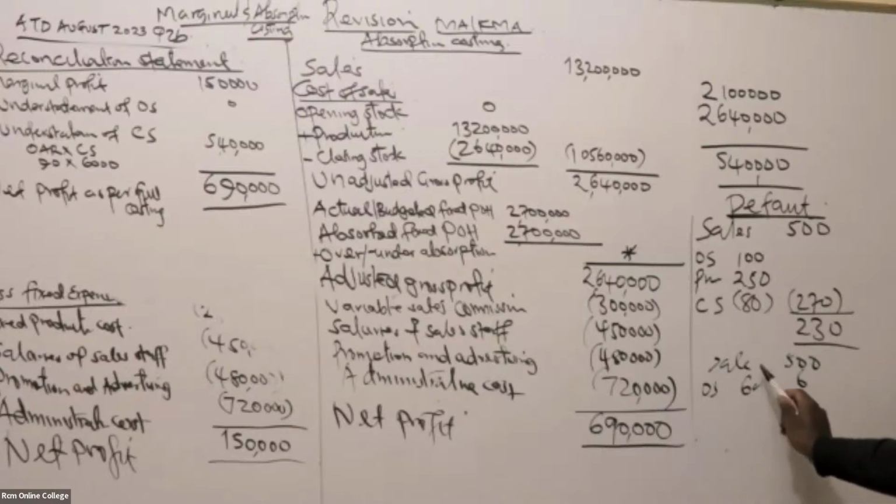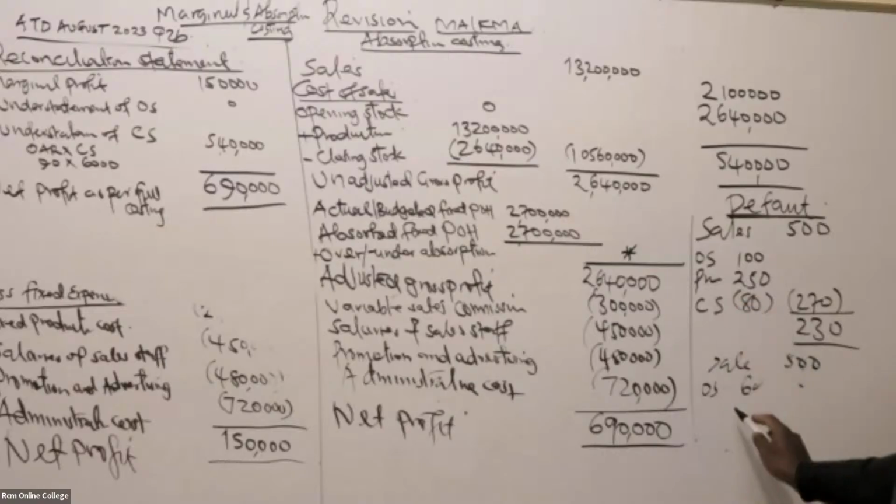Opening stock, we are now having 60, right? Then production is still 250, and the closing stock is still constant. So 60 plus 250, that will be 310. 310 minus 80, that will be 230, right? That will give us 230.